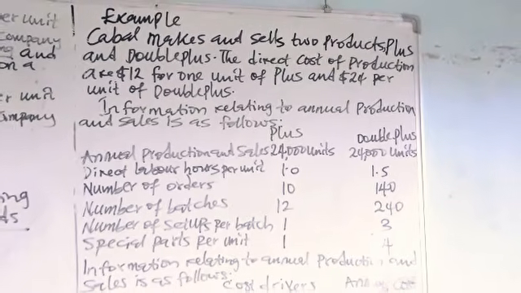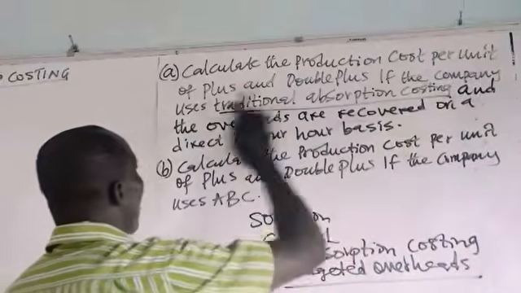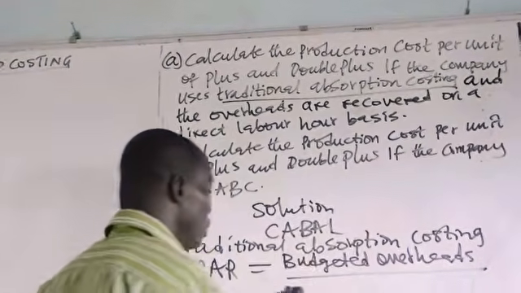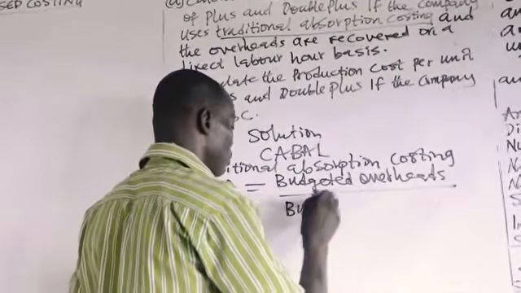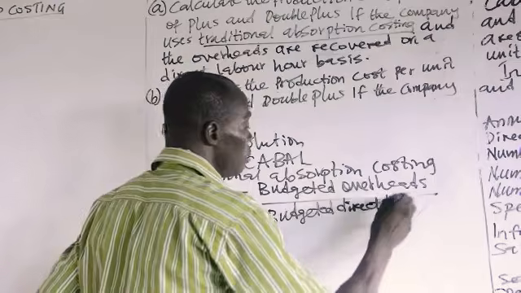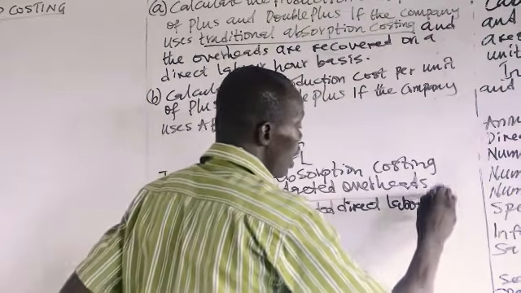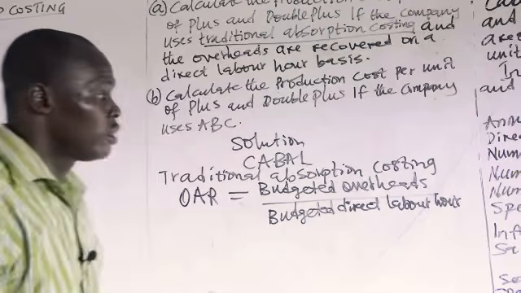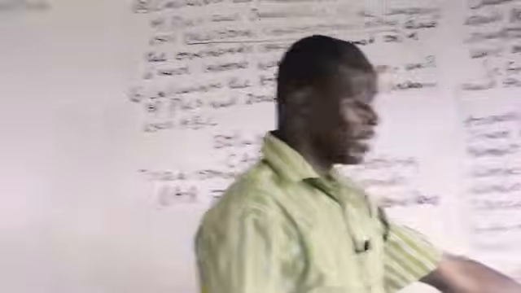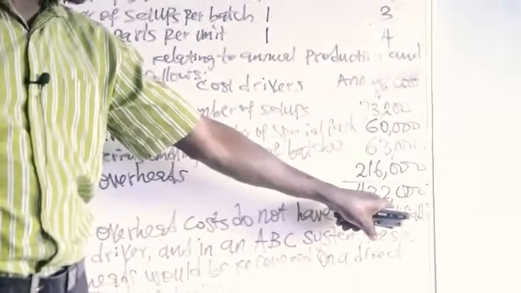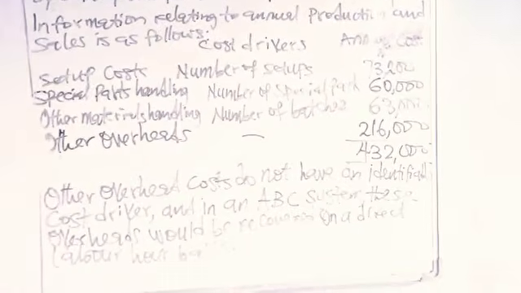The level of activity will be the direct labor hours, traditional absorption costing, and the overheads are recovered on the direct labor hour basis. So it should be budgeted overheads over budgeted direct labor hour. That is the overhead absorption rate. The budgeted overheads is 432,000.